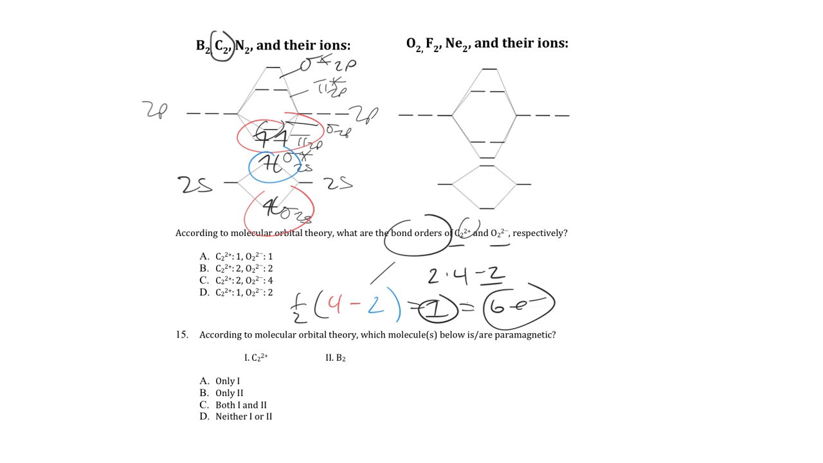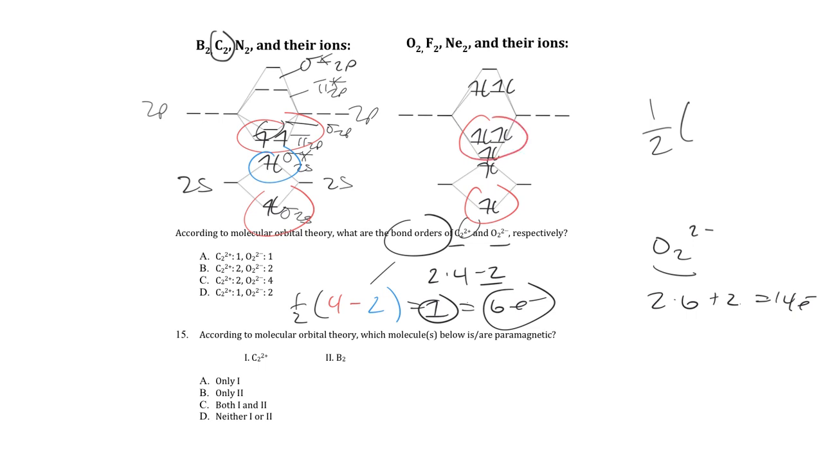Now O2 2-, this will be 2 times 6, and then plus 2 for the negative charge. That's going to be 14 electrons. We go 2, 4, 6, 8, 10, 12, and then 14. So we fill the diagram up to 14 electrons. And then a half times my bonding electrons. The bonding are 2 plus the 6, so that's 8 bonding electrons. And then my antibonding electrons, I have 6 of them. So my bond order for O2 2- is also 1. And so the answer here would be A, both of them having bond orders of 1.